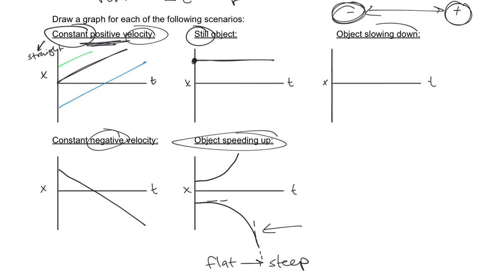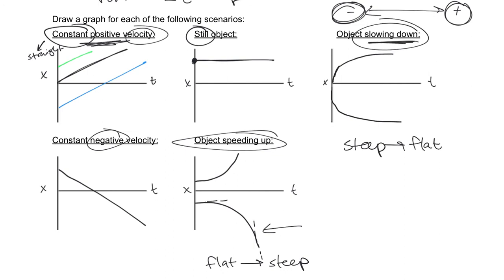And then if we go look at slowing down, it's going to be the exact opposite of that. If you're slowing down, you start off pretty fast. So that would be something like this. Starting off pretty fast, and then we're going to end up going flatter like that. It's also possible to do that in the negative direction, starting off steep and ending up flat. So if we go steep to flat, that is slowing down.